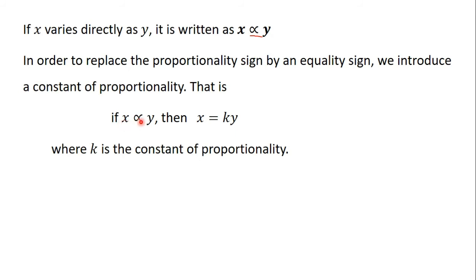If x is directly proportional to y, or if x varies directly as y, it's written as x is proportional to y. And in order to replace the proportionality sign with an equal to sign, we introduce a constant of proportionality. So here we are going to multiply y, which is on the right hand side, by k, where k is the constant of proportionality. So here, x is equal to ky, where k is the constant of proportionality. Take note of this expression. We are going to use it a lot in our studies on variations.